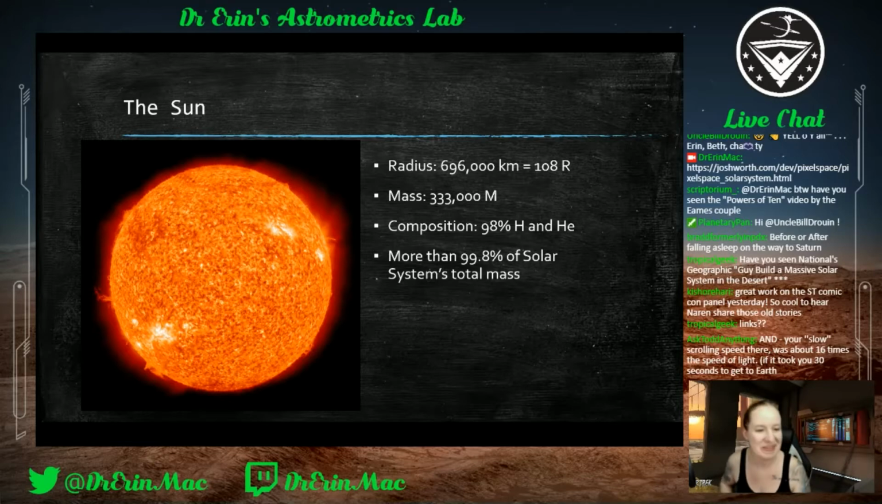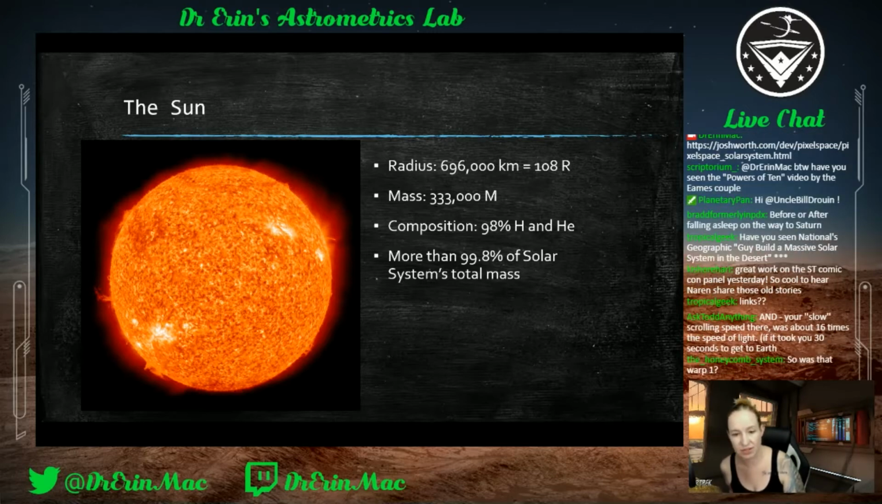Definitely check it out. So the radius of the sun is 696,000 kilometers. That means very little to our Earth-centric brains. So we say it's 108 times the radius of the Earth. That should say our Earth. And its mass is 333,000 times the mass of the Earth.